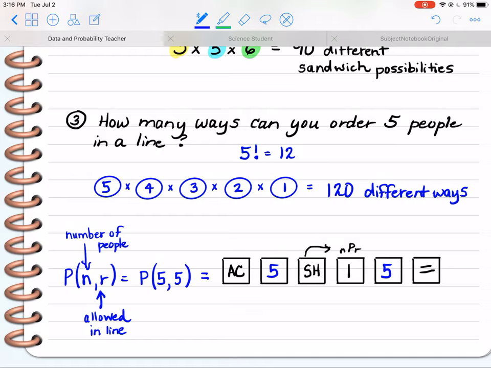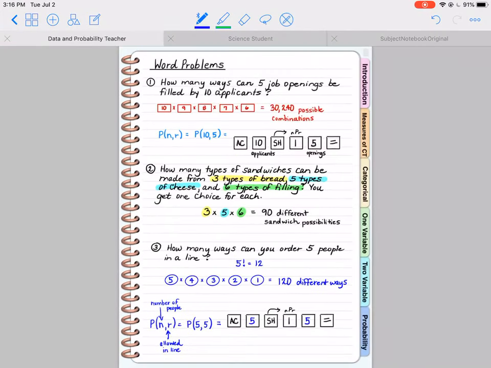Either way is going to work. If you prefer those circles, that's fine. If you prefer your formula, that's fine also. But those are permutations. Order matters with a permutation.